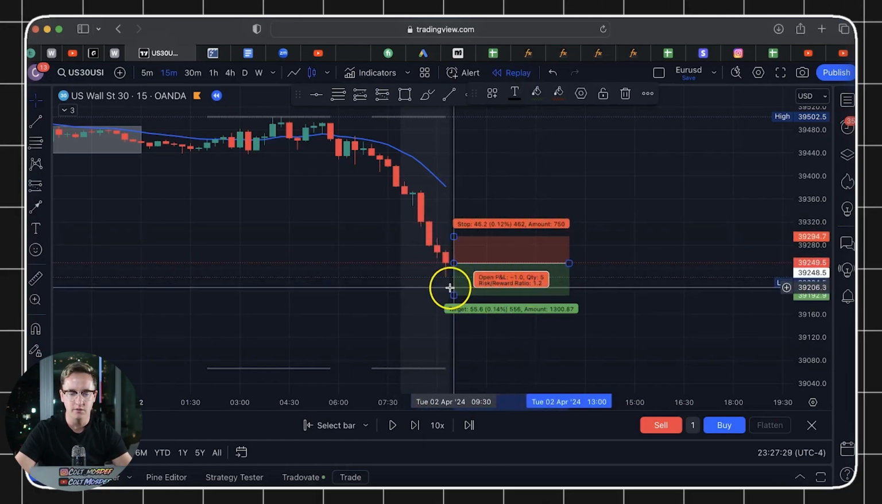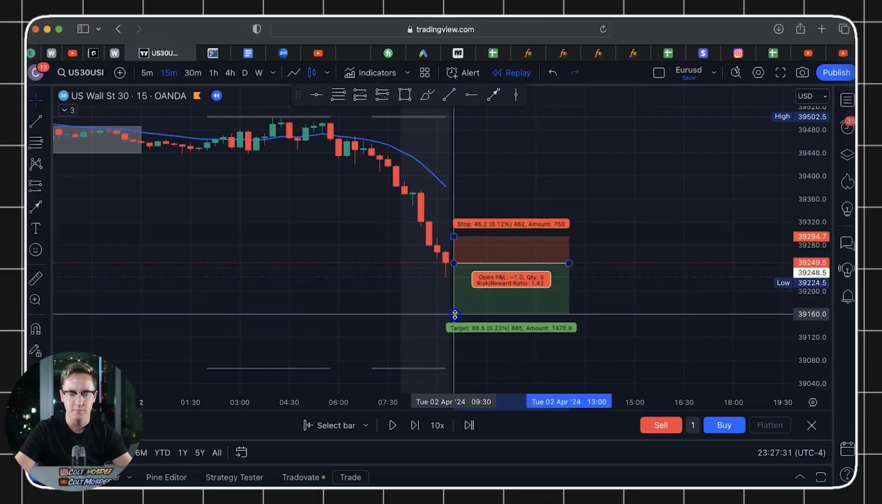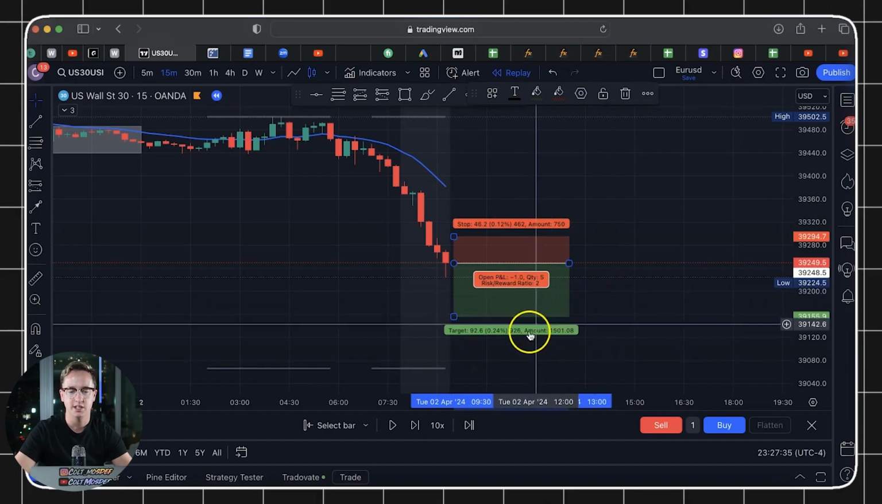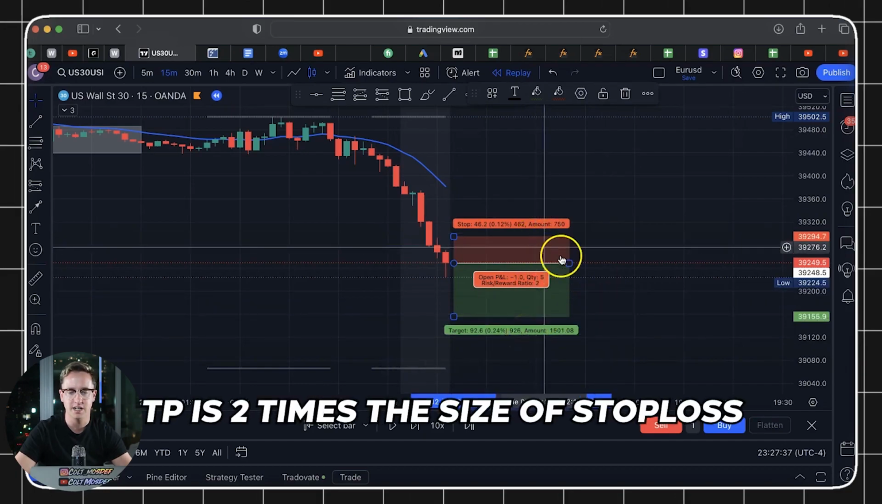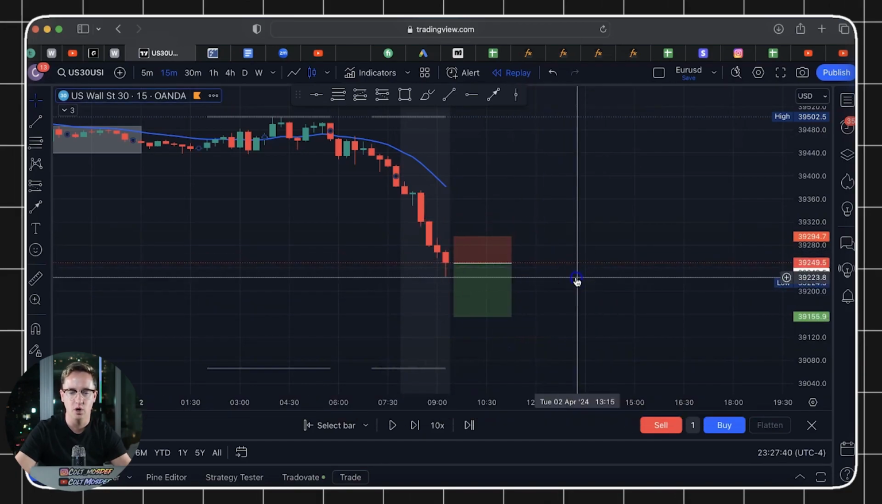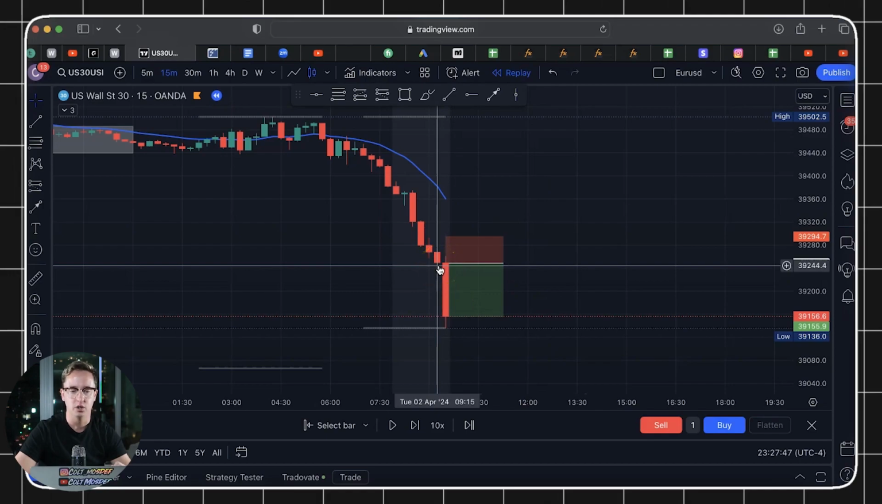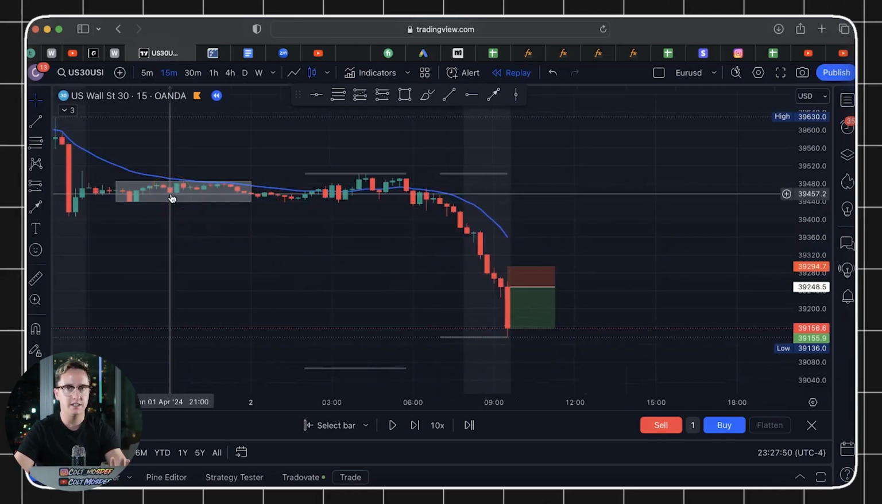And then all I'm going for usually is a 2-to-1. So once I see it say risk to reward ratio 2, that's telling me my TP is 2 times the size of my stop loss. And then what happens right at the market open? Price completely drops.